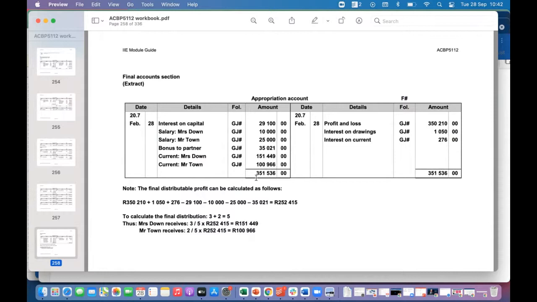Sometimes they might ask you to just do the appropriation account, and we'll see this in question 5.3 that we're going to do, which will be the last thing that we do before we call it a day. Okay, and this calculation, remember we did this calculation together when we were calculating the net profit. You can see all your expenses are getting debited, and all our income is getting credited.